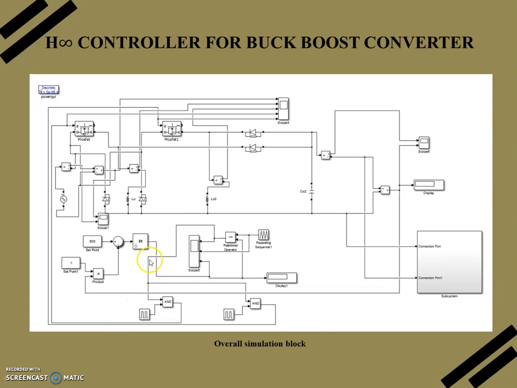Here, this is the interleaved buck boost converter. As the source I have used an AC source, and it contains two switches, two diodes, a capacitor and inductors. The output of the PI controller is given to an AND gate along with the pulses from the pulse generator, and the output from the AND gate is given to both the switches in the interleaved converter. And this subsystem is the load part.